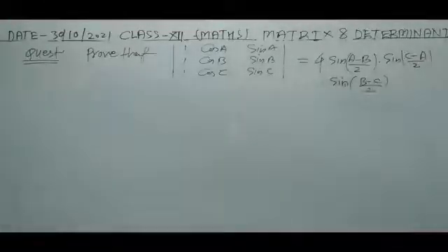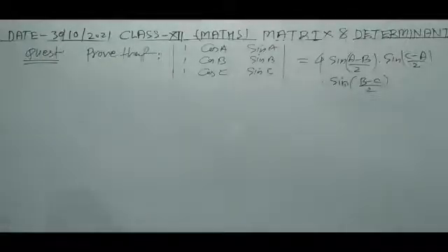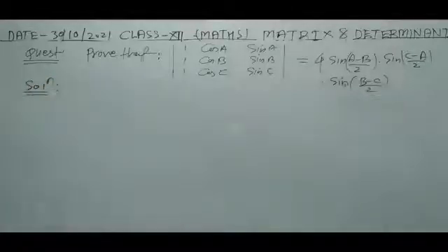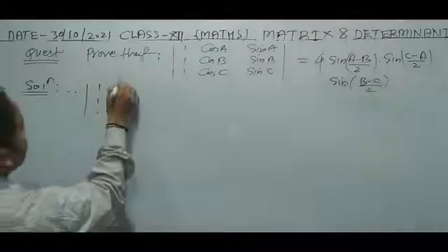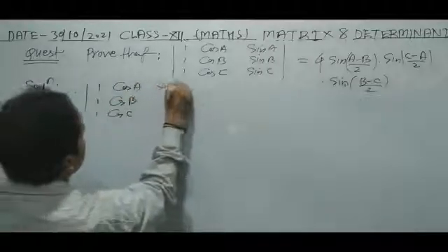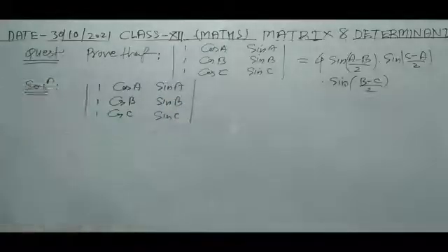Now this is our question. In this question we have to prove that. So the solution is here. Since the given determinant has rows 1, 1, 1; cos A, cos B, cos C; sin A, sin B and sin C, this is the given determinant and we are going to apply the concept.